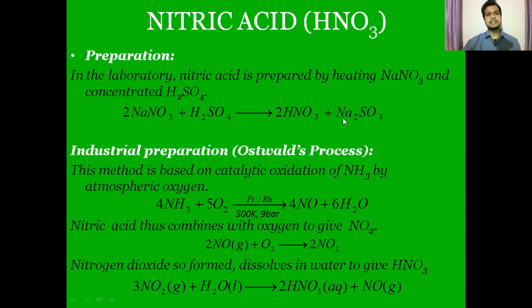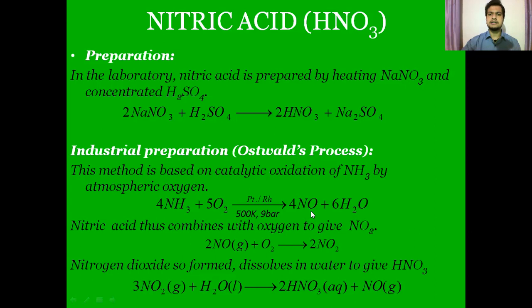Now, nitric acid for commercial preparation in industry is made by a process known as the Ostwald process. The basic principle of this process is the oxidation of ammonia by atmospheric oxygen in the presence of platinum or rhodium as a catalyst at 500 Kelvin and 9 bar pressure. Whenever you oxidize ammonia, what it gives you is NO and water.